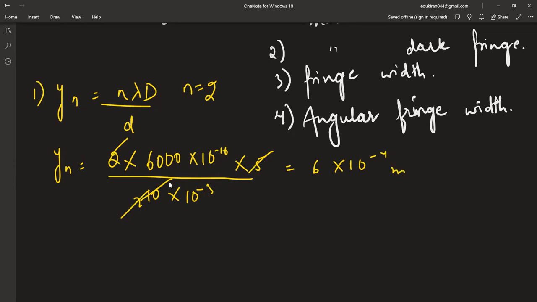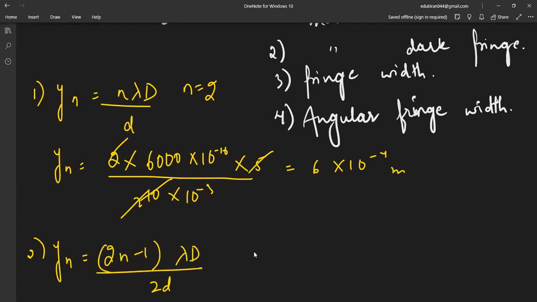Second part says the same thing for dark fringe. Same thing for the second dark fringe. So we'll just change the formula. We'll use 2n minus 1 lambda capital D by 2d. So this is equal to 3 lambda capital D by 2d. Just put in the formula the same thing. I'm not writing it again.